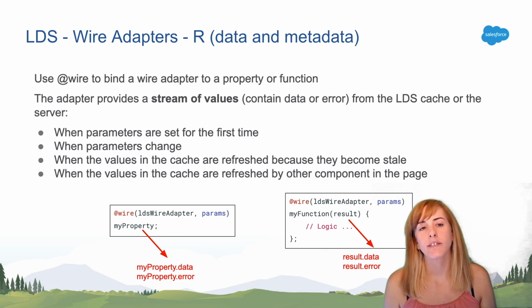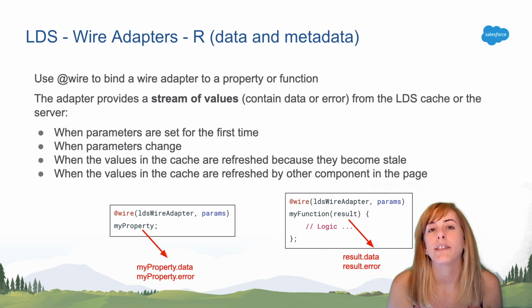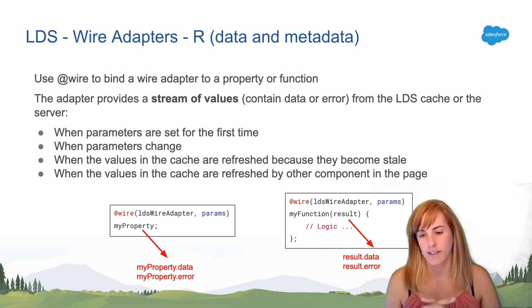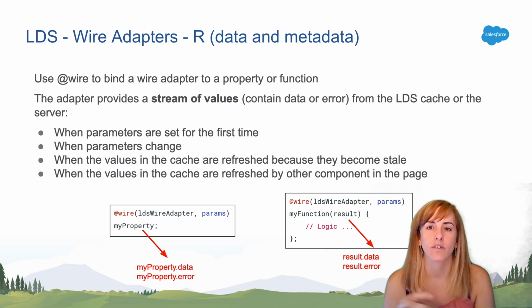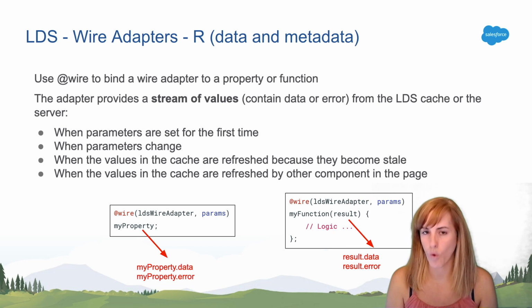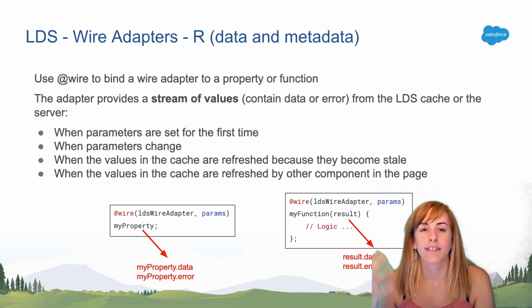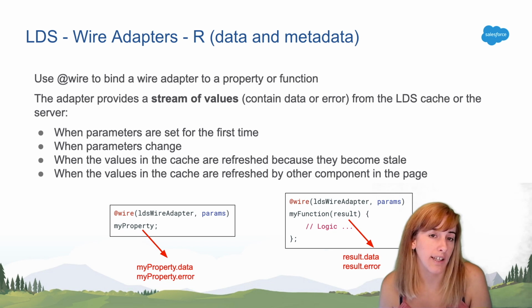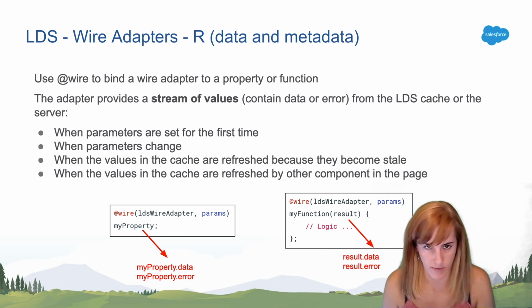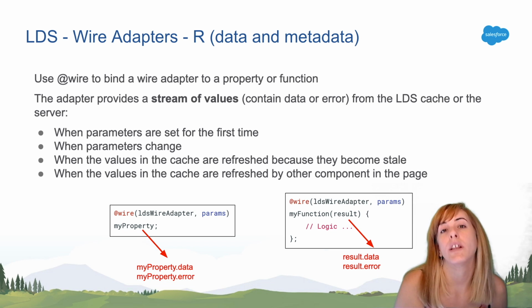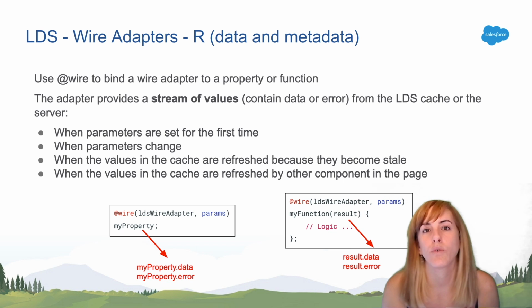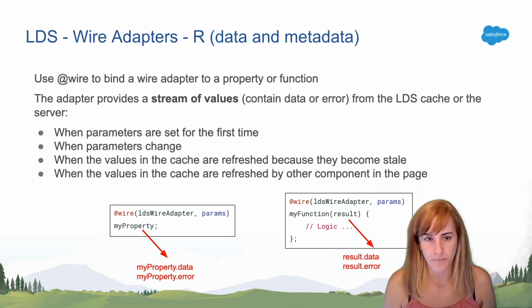There are adapters that allow you to read data. For example, the simplest one is called getRecord. That adapter is a function that you can invoke to get the fields that you need from a specific record. It accepts parameters that let you indicate, for example, the fields that you want to retrieve or the layout, etc. It has more or less the same behavior as the base components for forms.